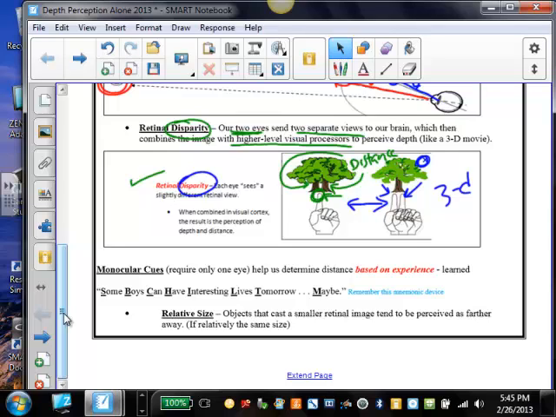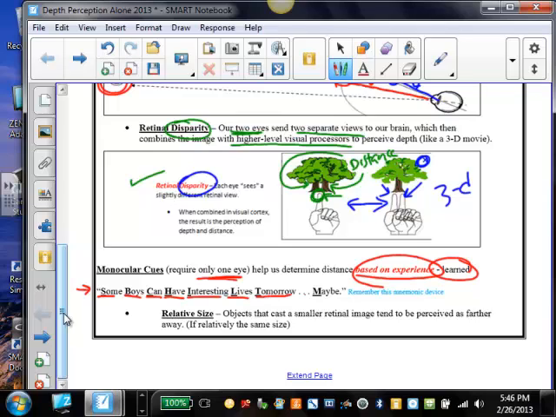I'll try and get this done in under 4 or 5 minutes. So monocular cues require the use of one eye, and this is based on experience. So these are learned visual cues. And if you remember the mnemonic device right here, that the first letter of each represents one of the monocular cues. Some boys can have interesting lives tomorrow, maybe. So remember that monocular cue mnemonic device.